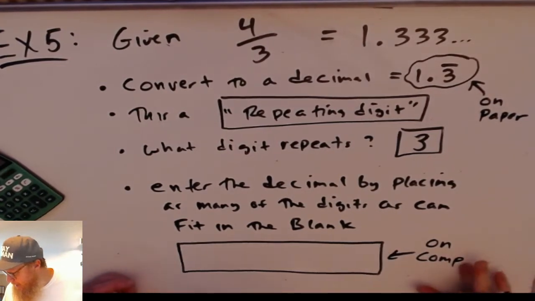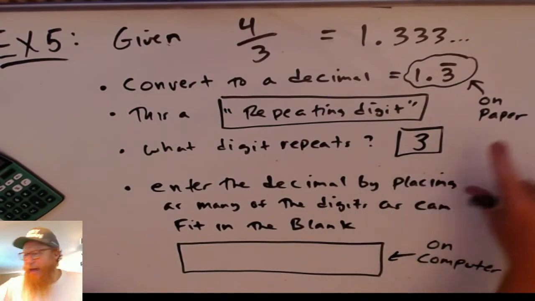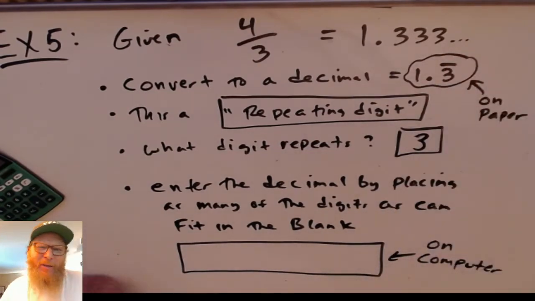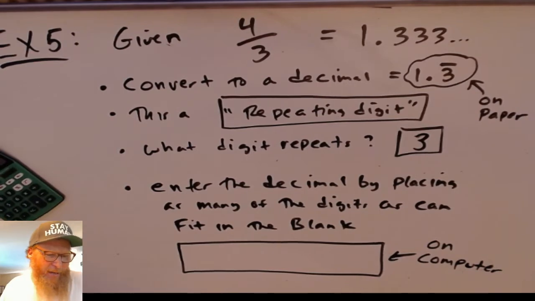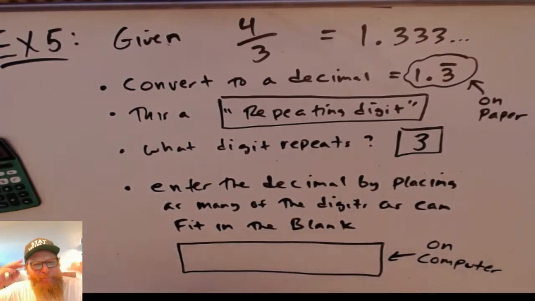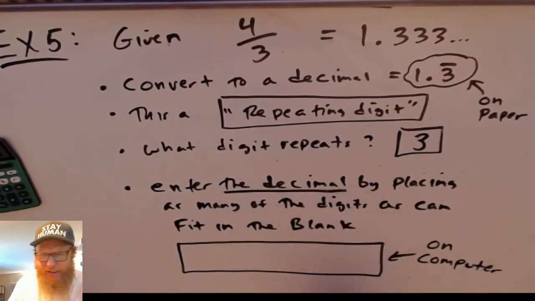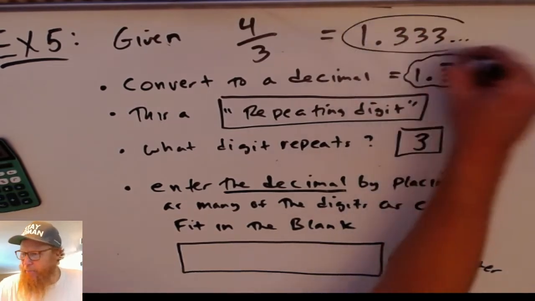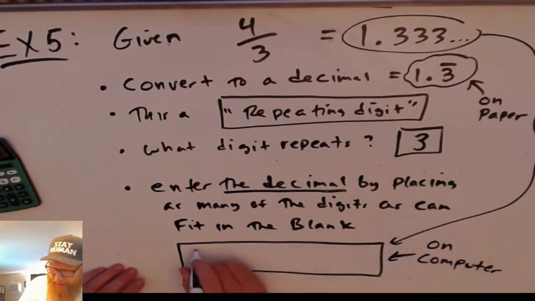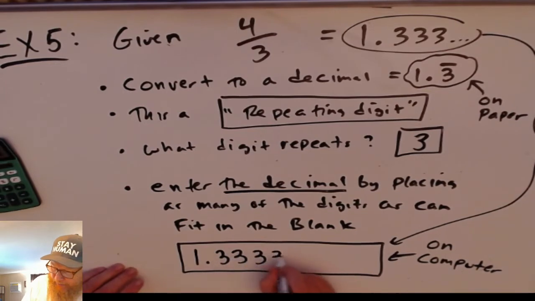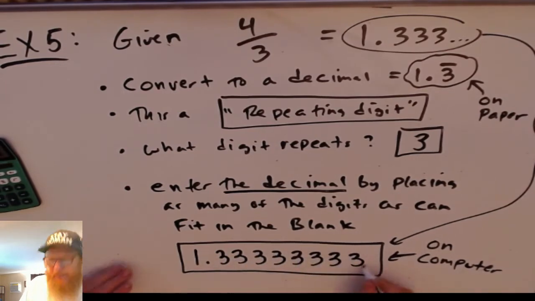I've really tried to make a system that allows you to put that bar above the number, and I can't figure out, or it's just not an option that we have. You can see the little drop-down menu that gives you all the different options for formatting. That's not one of the options, and despite all my efforts to try to make that become an option, it's just not optional. So I want you to enter the entire decimal, not just the repeating thing, but the entire decimal by putting as many of the digits as you can fit in the box until you run out of space.